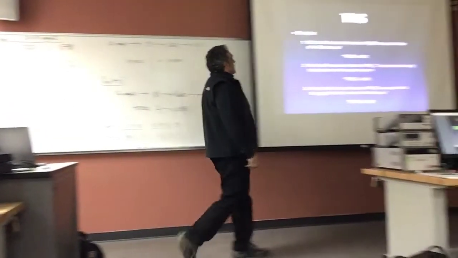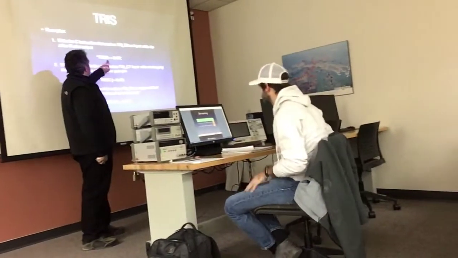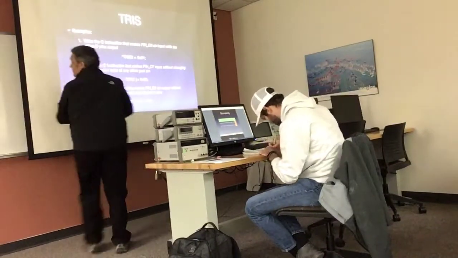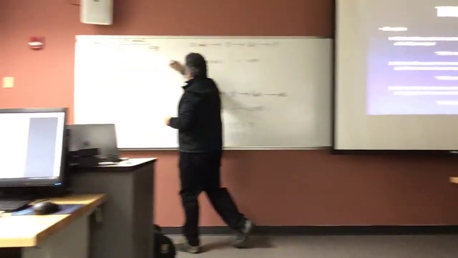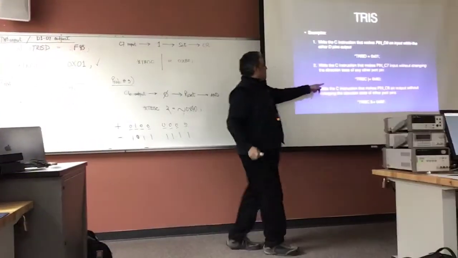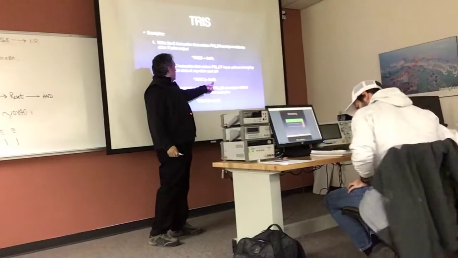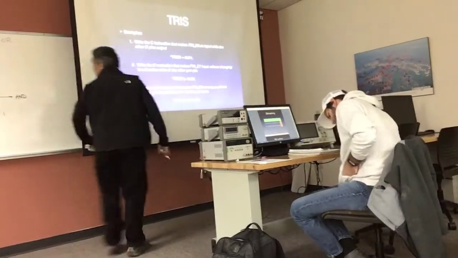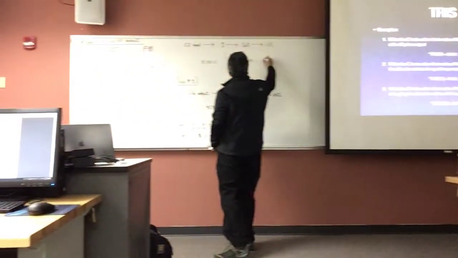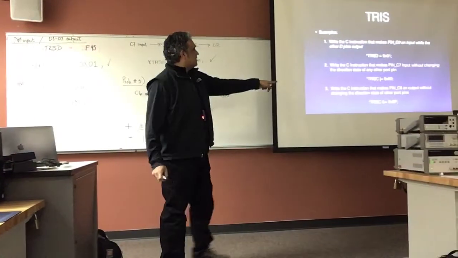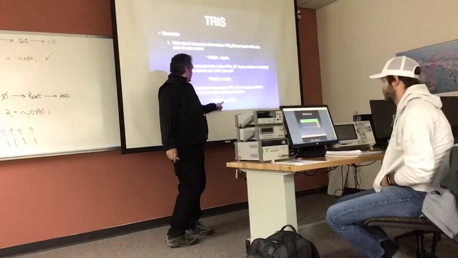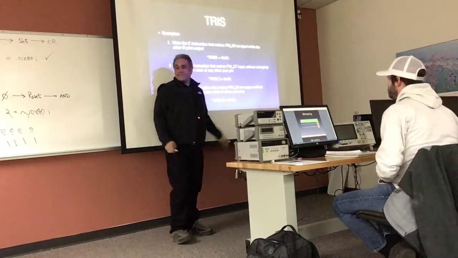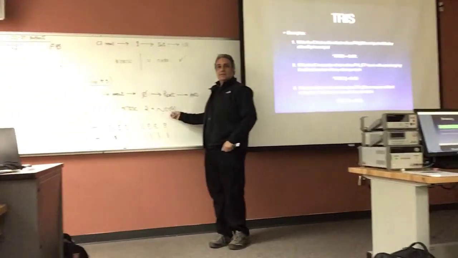So here are the answers. You can have your TRISD with a hex 1, which is this. You have your TRISC ORed with a hex 80, which is this. And then there is your TRISC ANDed with a BF, which is the opposite of 40.